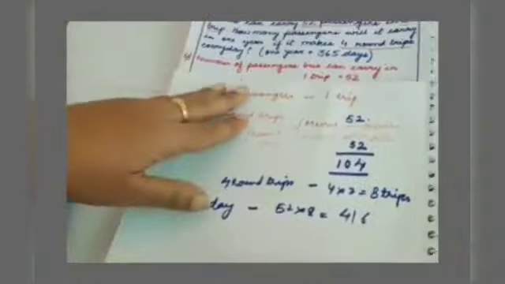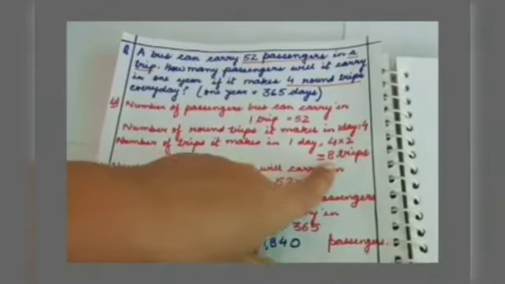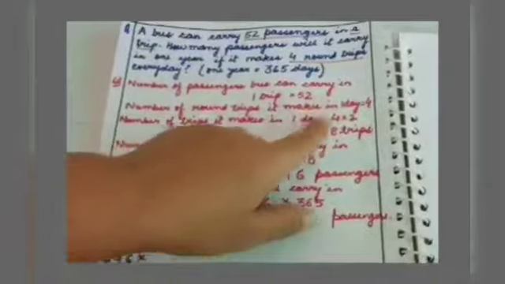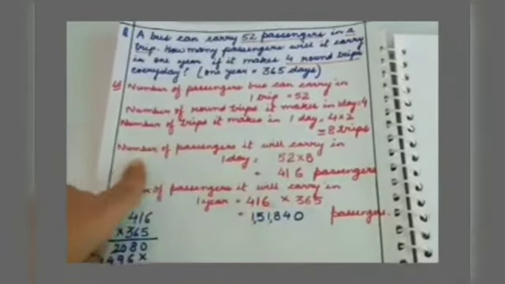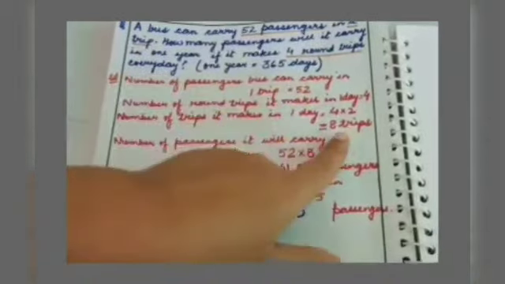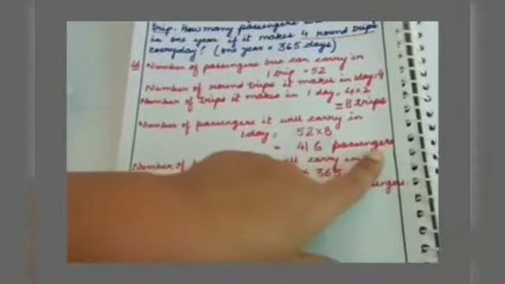Now how will we write it down? Number of passengers the bus can carry in one trip, 52. Number of round trips it makes in one day is 4. Number of trips it makes in one day, 4 into 2, 8. Now have you understood why I have multiplied here by 2? Because the bus is going and coming back also. So 4 into 2 makes it 8. So number of passengers it will carry in one day, it is 52 in one trip and total 8 trips. So 52 multiplied by 8 will make it 416 passengers.